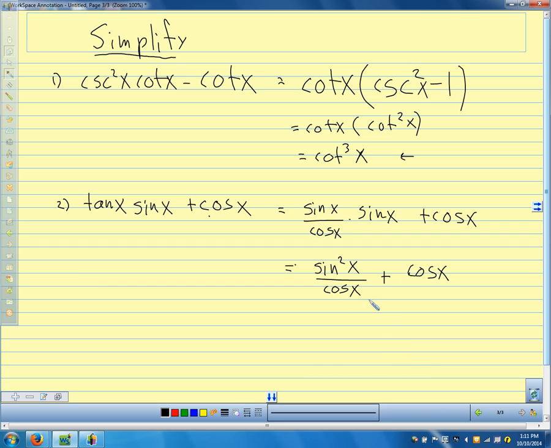Now, how can I add these two together? What do I need to add these two together? Common denominator. So how can I get a common denominator? What do I have to do? What if I had 1/3 plus 1? How do I find my common denominator? Multiply this by 3. My common denominator here is cosine x. So I'm going to multiply this by cosine x over cosine x. So I have this in the denominator. So this is sine squared x over cosine x plus cosine squared x over cosine x.